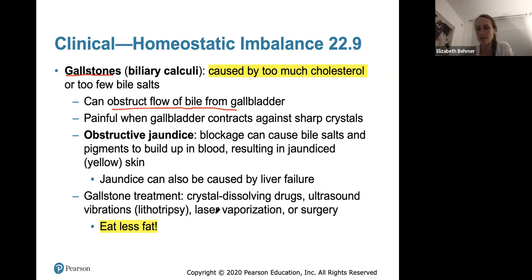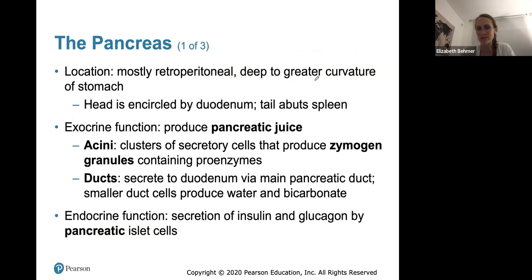Gallstone treatment is usually, you can try to dissolve the crystals, ultrasound vibrations, laser vaporization, or eventually just surgery, where you will remove the gallstones or the gallbladder altogether. And that's kind of the coolest thing to see, if you ever see a gallbladder removed with gallstones and they just open it up and it's filled with these little rocks of gallstones. And something to just keep in mind is usually to eat less fatty substances, because fatty substances will build up the cholesterol, which will lead to these gallstones.